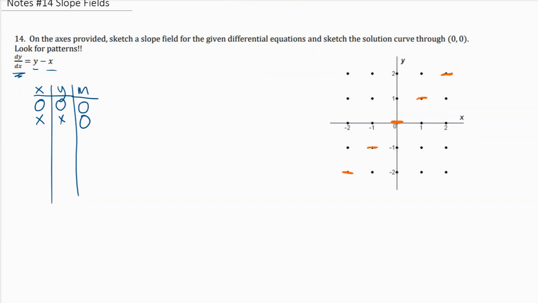By the way, I'm just filling out this chart for me, but it is not necessary. As a grader, I will just be looking at your slope field. I will not actually be looking at your chart.